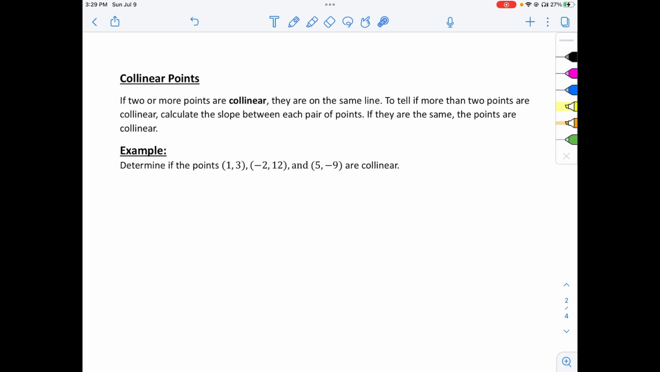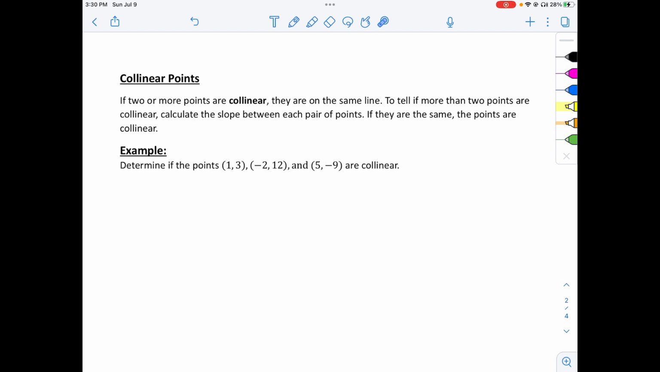So we need to check, okay, what's the slope between, let's say, the first and the second point? And then you can do either the first and the third point, or the second and the third point. It doesn't really matter which order you put them in, as long as you are checking two slopes between two different pairs of points. The pairing is switched up, and if they are the same, then your points are collinear.